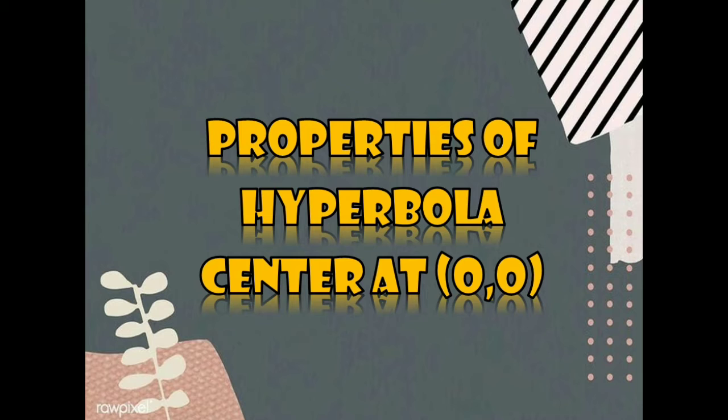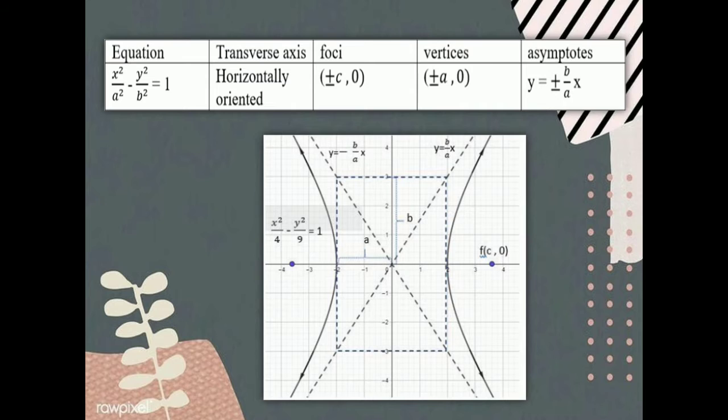Properties of hyperbola whose center is at the origin. The first equation is x squared over a squared minus y squared over b squared equals 1. The transverse axis is horizontally oriented. The coordinates of the foci are (plus or minus c, 0). The coordinates of the vertices are (plus or minus a, 0). The coordinates of the co-vertices are (0, plus or minus b). And the equation of the asymptotes is y equals plus or minus b over a x.